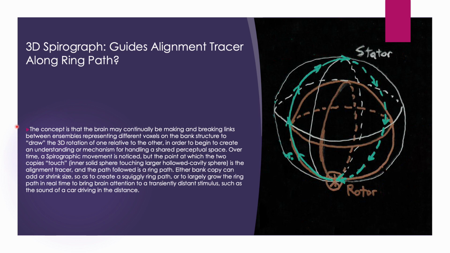Either bank copy can add or shrink size, either one of them, so as to create a squiggly ring path, or they could stay the same and draw a smooth ring path, or to largely grow the ring path in real time to bring attention to a transiently distant stimulus, such as the sound of a car driving in the distance. So as this one sphere is kind of rotating inside this other, as you hear a car, it can grow in size very rapidly so that the touching point or the alignment tracer goes all the way over to where the car is to draw the understanding of where the car is at.